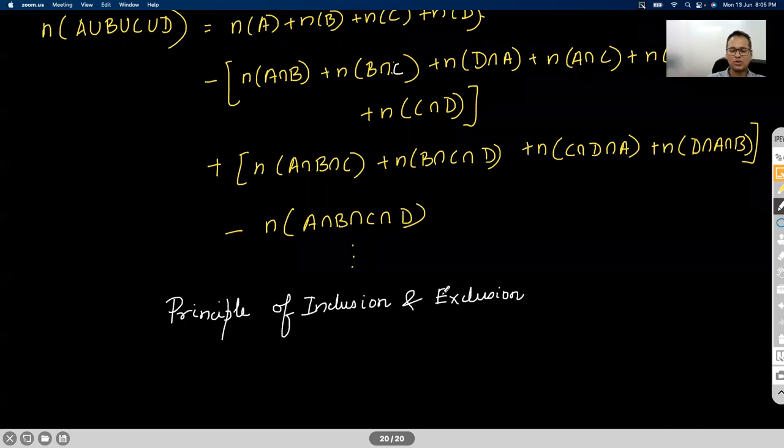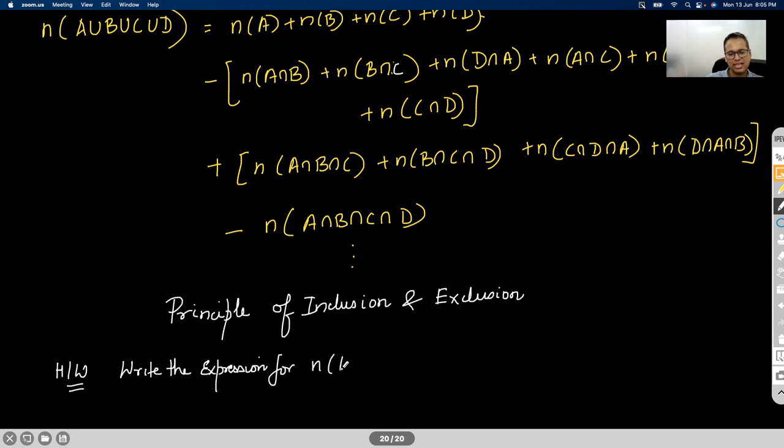Just for homework, figure out if there were 5 sets, how would their union look like? So let's say N of A union B union C union D union E. Okay. So for homework, try writing the expression for N of A union B union C union D union E. Okay. And just send it across.